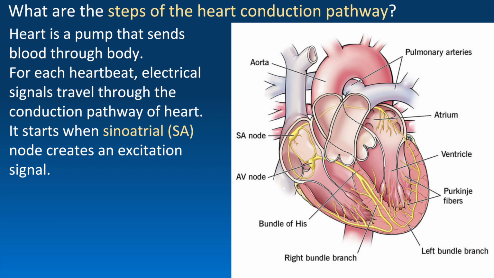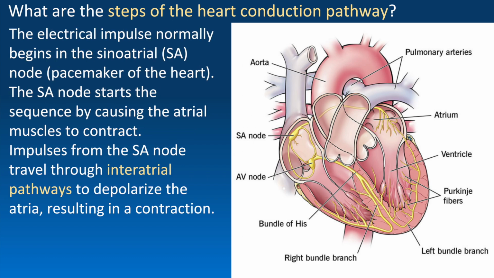Steps of the heart's conduction pathway. The heart is a pump that sends blood through our body. For each heartbeat, electrical signals travel through the conduction pathway of our heart. It starts when our sinoatrial node creates an excitation signal. This electrical signal is like electricity traveling through wires to an appliance in our home. The electrical impulse normally begins in the SA node, the pacemaker of our heart.